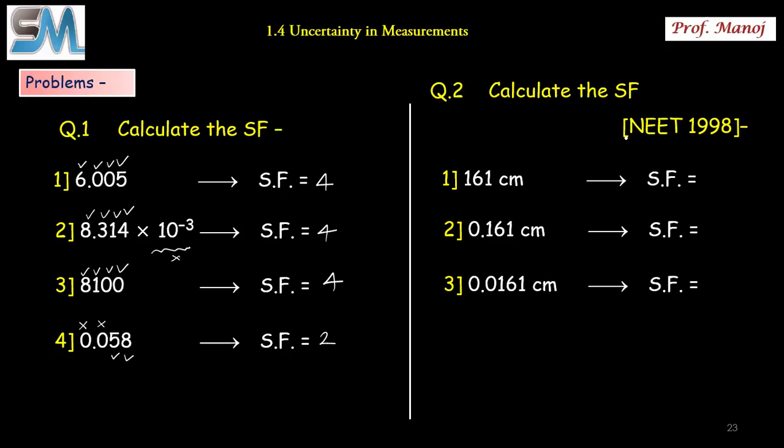This was a question asked long back in NEET 1998. So 161 centimeter. So we have 1, 2, and 3. 3 significant figures. 161. There will be 3 significant figures.